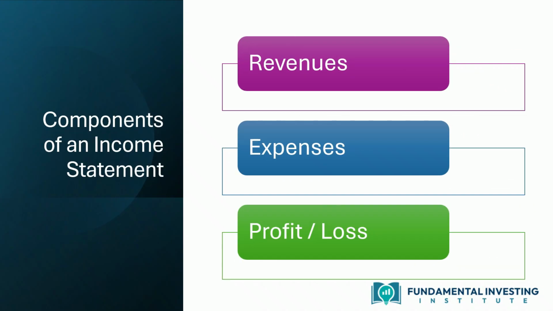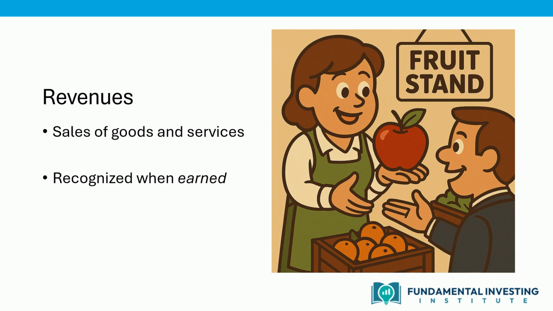There are three basic categories or components of an income statement. There's revenue, expenses, and profit or loss. Revenues are sales of goods or services. Revenue is recognized when it is earned. In other words, when the goods or services have been provided to the customer, regardless of when payment is collected from the customer.